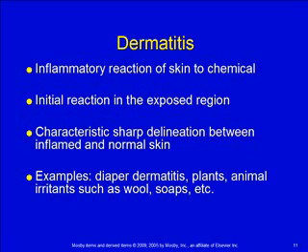And you can get diaper dermatitis. It can be from plants. It can be from some sort of animal irritant like wool or soaps. I know one of my kids has problems anytime he has something with down in it, a down blanket or a down pillow, and you know the cheek you had laying on that pillow will turn bright red.